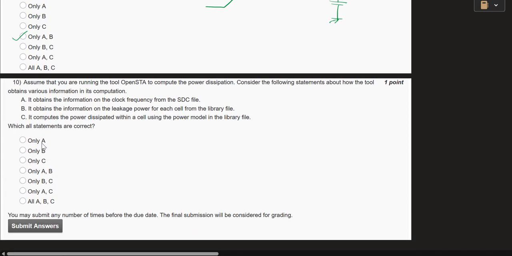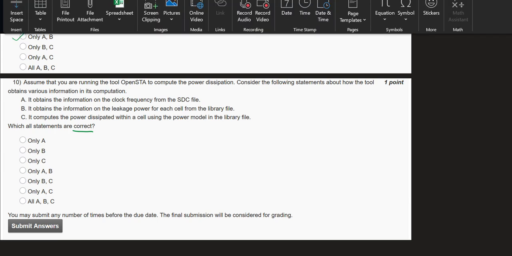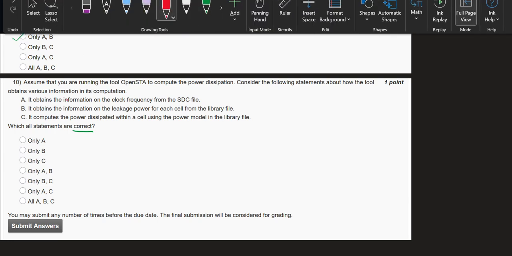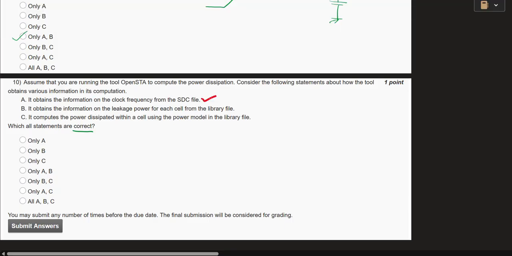The 10th one: assume that you are running an OpenSTA tool to compute power. Okay, these are some things related to the OpenSTA tool. They are asking which one is correct. So guys, in this case, the OpenSTA tool gets information from the Synopsys design constraints .sdc file. This is a correct statement. And it obtains information of the leakage power from the library file. Yeah, this is also a correct statement. And it computes the power dissipated within a cell using the power model. Yeah, the power model is there in the library, like the non-linear power model, NLPM, that we have discussed. This is also correct, which means that all of these options are correct.